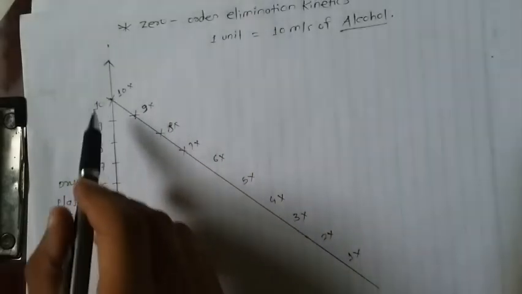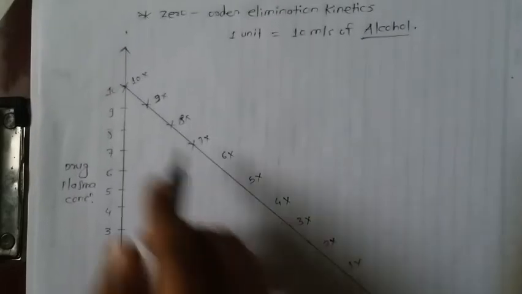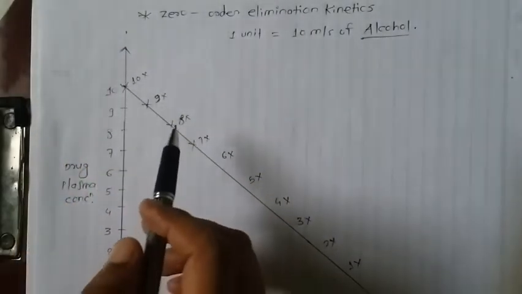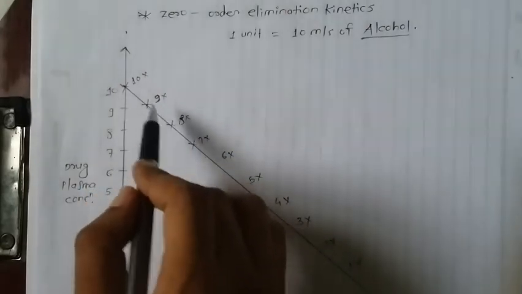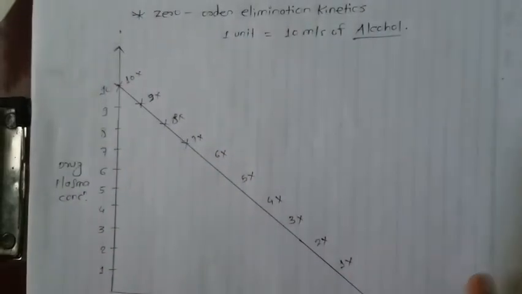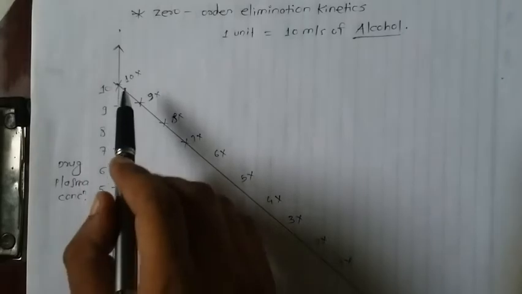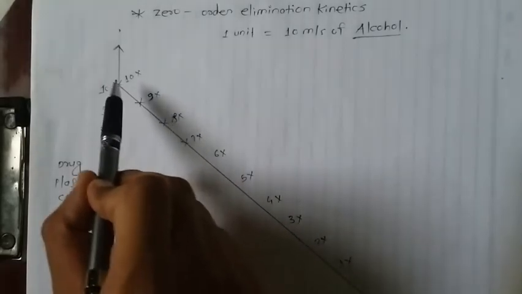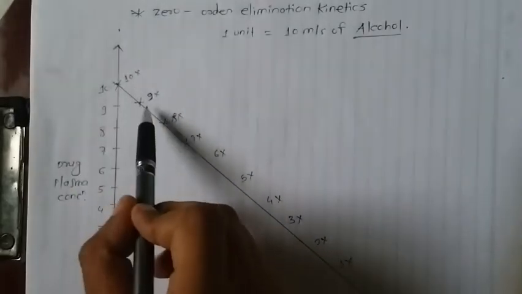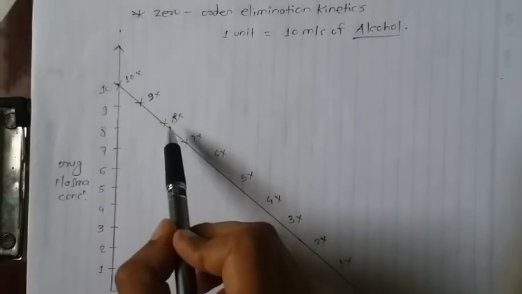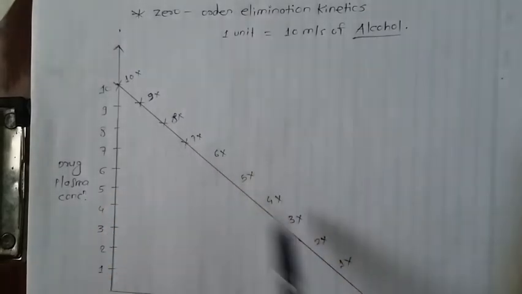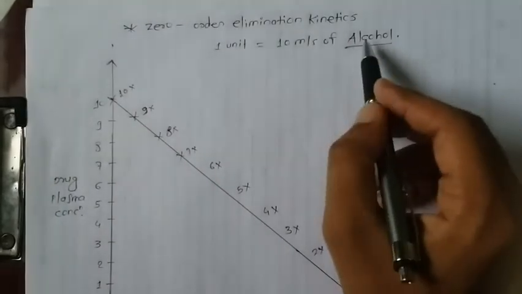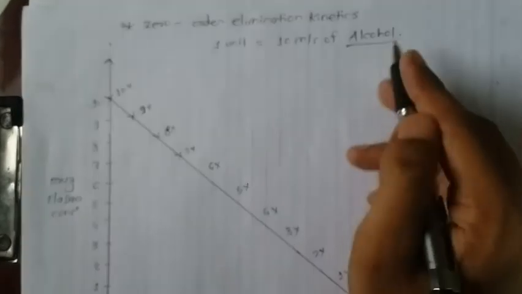So we have seen this is a linear line, that is, the elimination rate of alcohol from the body is constant. It does not depend upon the concentration of alcohol present. After 1 hour the alcohol eliminated will be 1 unit. Then this is the first half life. Then in the second half life only 1 unit will be eliminated, that is constant. So alcohol follows zero order kinetics.